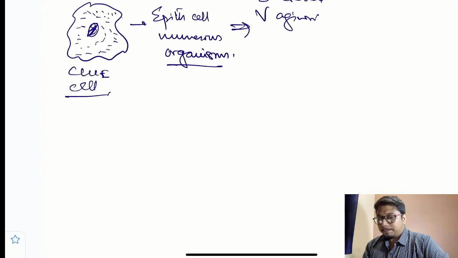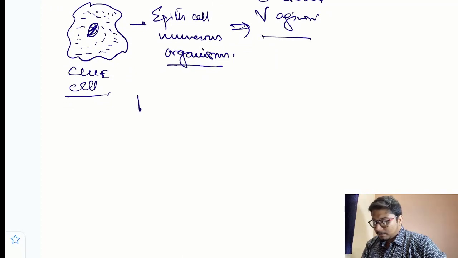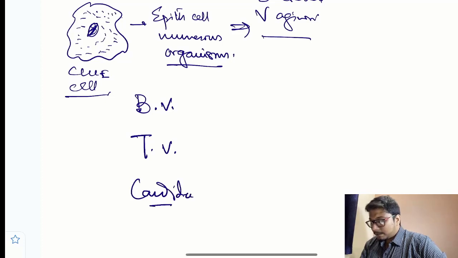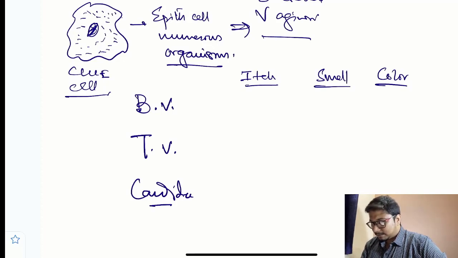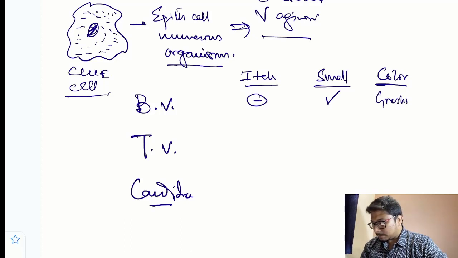So just quickly recap, that is another of my favorite topics. Quickly recap the three vaginitis: one is bacterial vaginosis, one is Trichomonas vaginalis, one is candida. Bacterial vaginosis is very simple, we'll see these features: itch, smell, color. Bacterial vaginosis is usually non-itchy. There is smell, which is more prominent on whiff test. Color is grayish, thin.